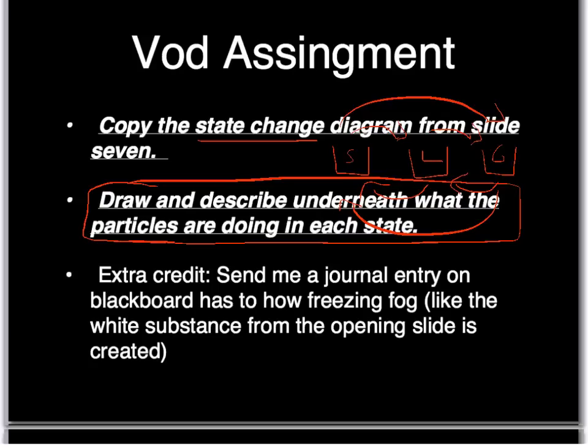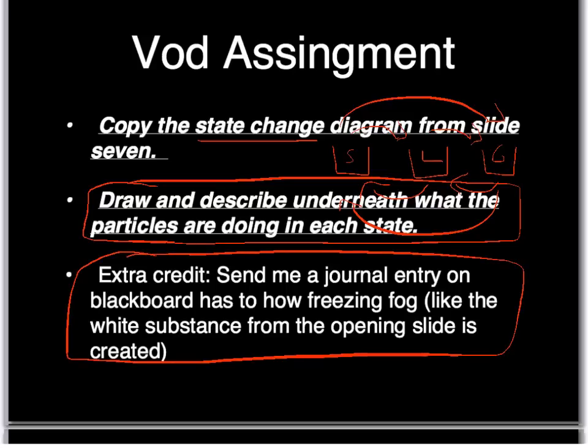Now, if you want some extra credit, we just had the test, and so we can use a little extra credit. It says, send me a journal entry on Blackboard. It should be as to how freezing fog, like the white substance from the opening of the slide, is created. And for that matter, what is fog? Is it a liquid? Is it a gas? What is it? So answer that on Blackboard. You can send that to me through the journal. You can go to Tools on the sidebar there, go to Journal, and there's a link that says Private Journal, I believe, and you can send me that for some extra credit.